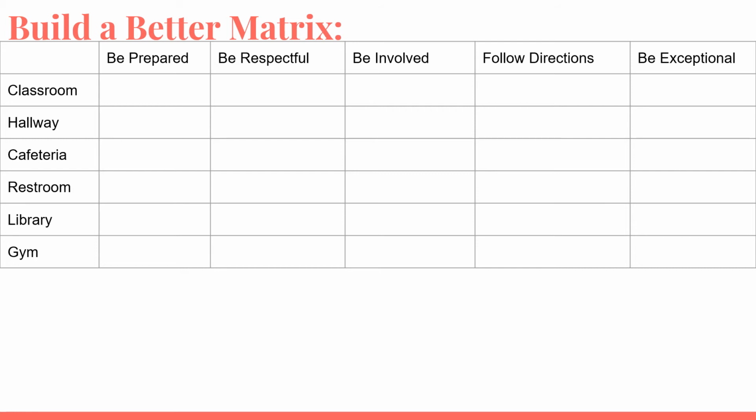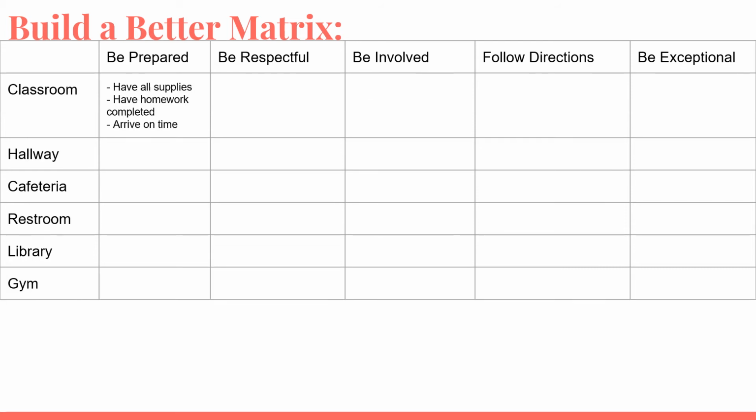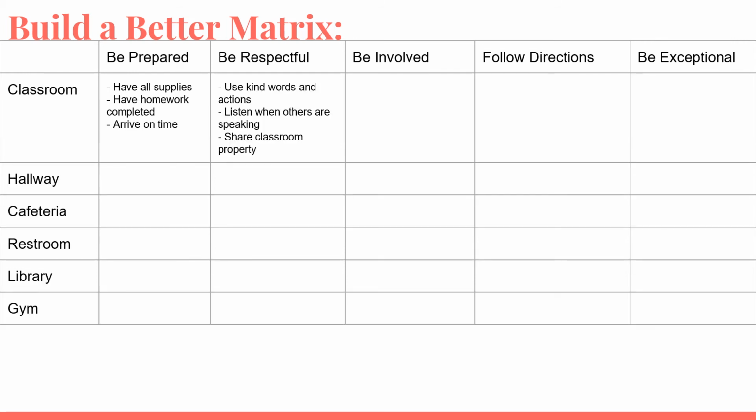Looking at these, we're going to move into our first category, which is be prepared in the classroom. Being prepared in the classroom would mean having all supplies, having homework completed, and arriving on time. They're clear, they're concise, they tell us exactly what we should be doing instead of what we shouldn't. Next, let's move to be respectful in the classroom. Being respectful in the classroom means use kind words and actions, listen when others are speaking, and share class property.